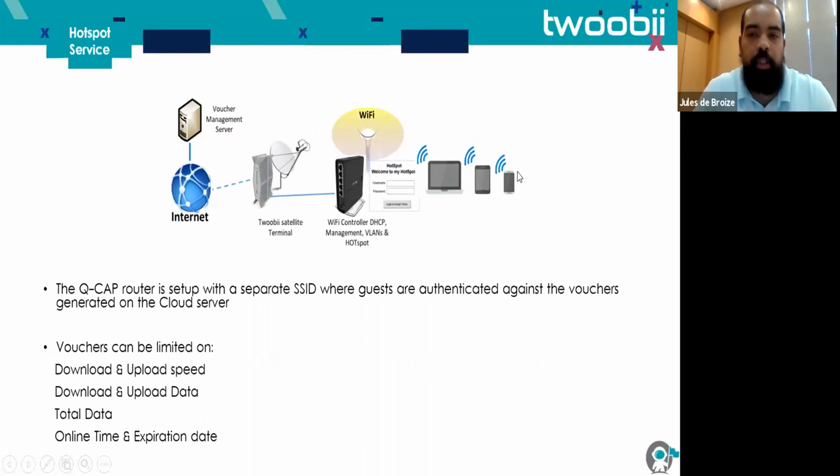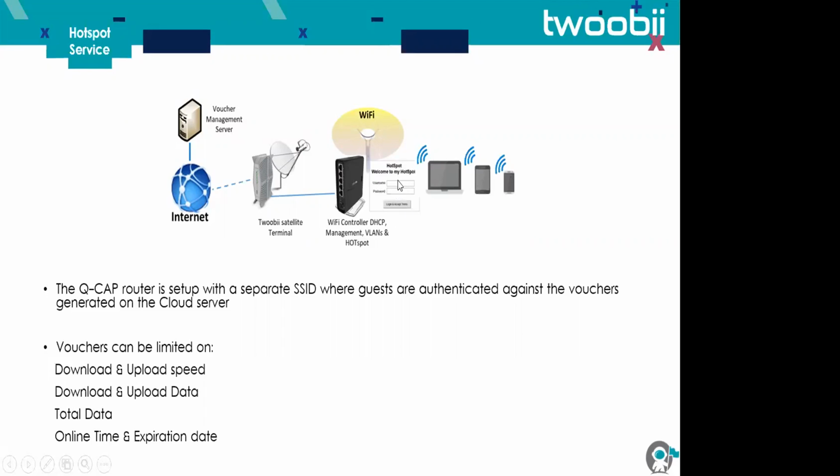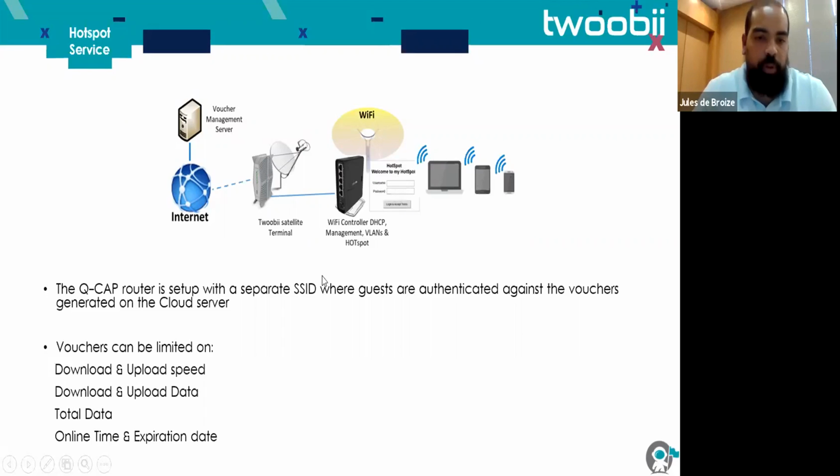These are alphanumeric, random characters. So it's literally your tablet, your cell phone, your laptop. You connect to the Wi-Fi hotspot, you get a splash page, you enter your voucher password, and boom, you're authenticated.